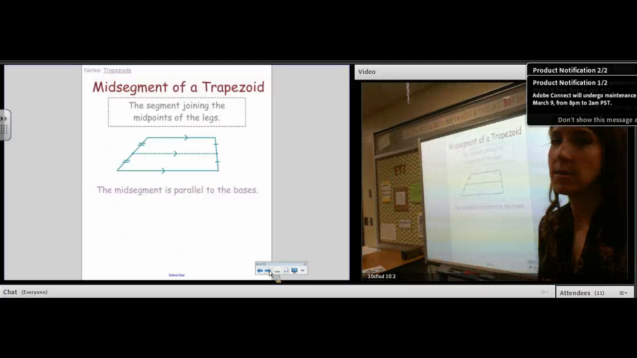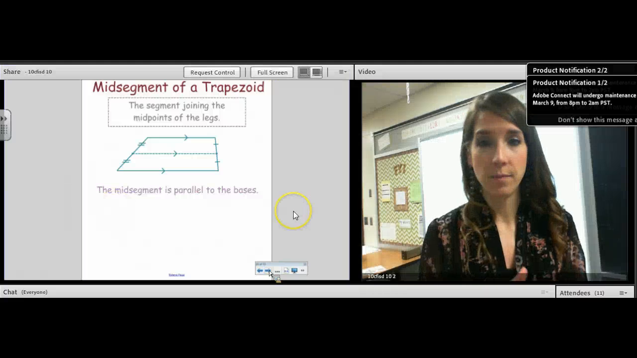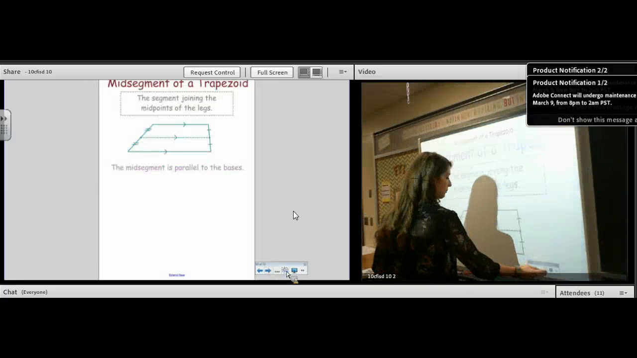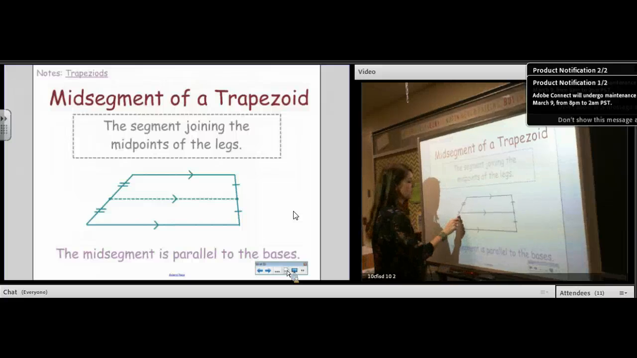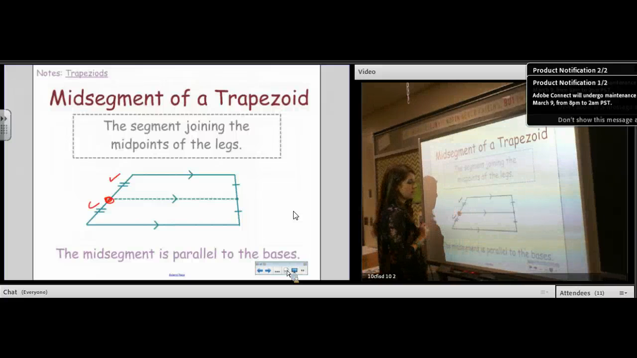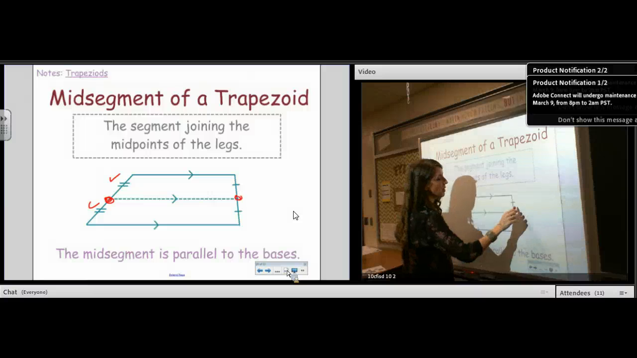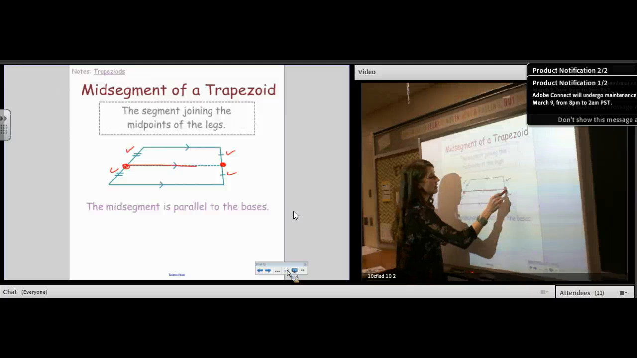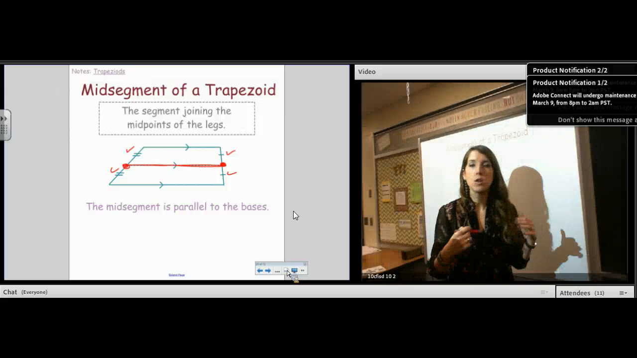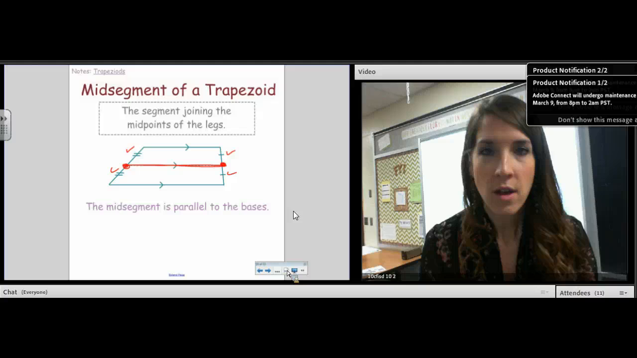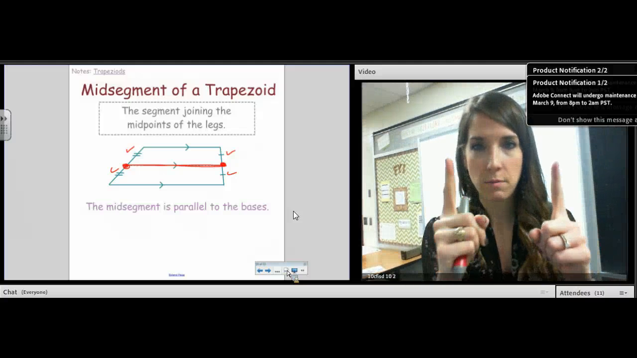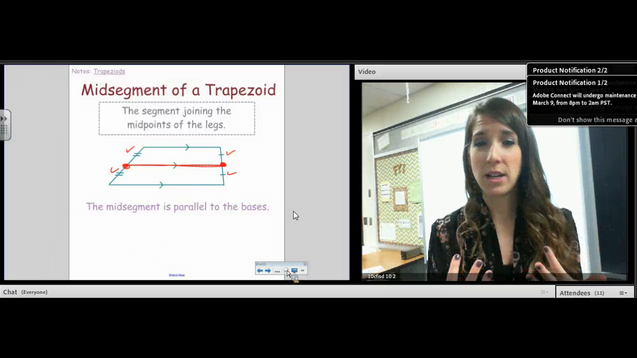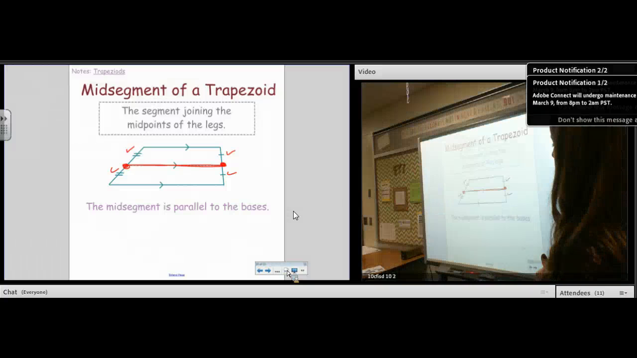This is not a property. Don't write this down. This is just a reminder. If you take the midpoint of a side, that's a midpoint because congruent, congruent. And you connect the dots. If you connect a midpoint to a midpoint, you get a mid-segment. So a mid-segment connects a midpoint to a midpoint. It's not a property, I'm just reminding you what a mid-segment is.